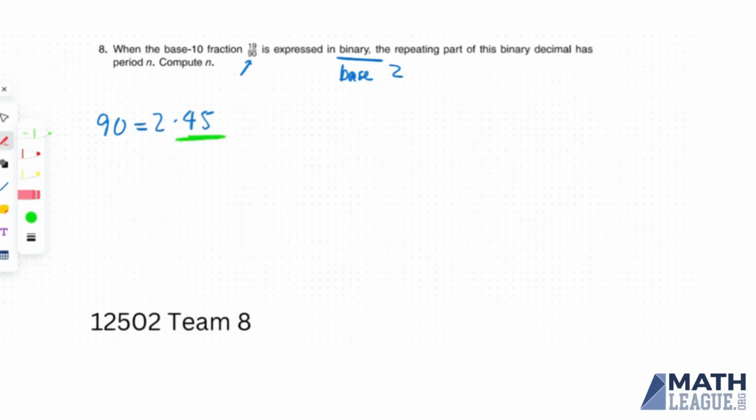And how do we do this? Well, the way that we can do this is by figuring out the smallest positive integer n for which 45 divides 2 to the n minus 1. Or in other words, 2 to the n minus 1 is a multiple of 45. Now, why does this matter? This matters because let's consider 2 to the n for now.